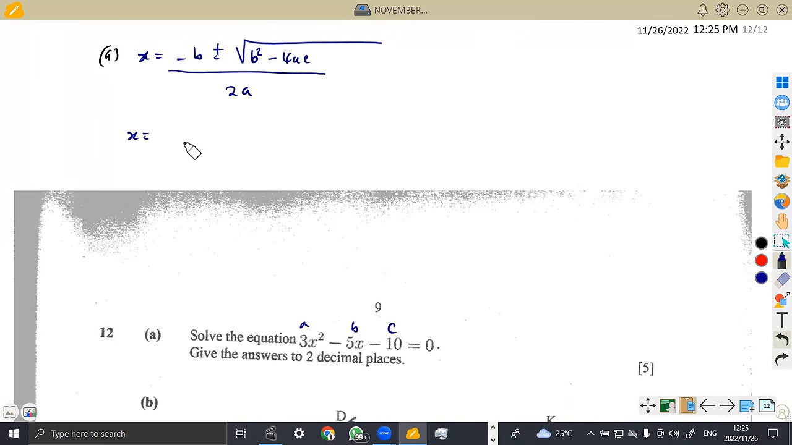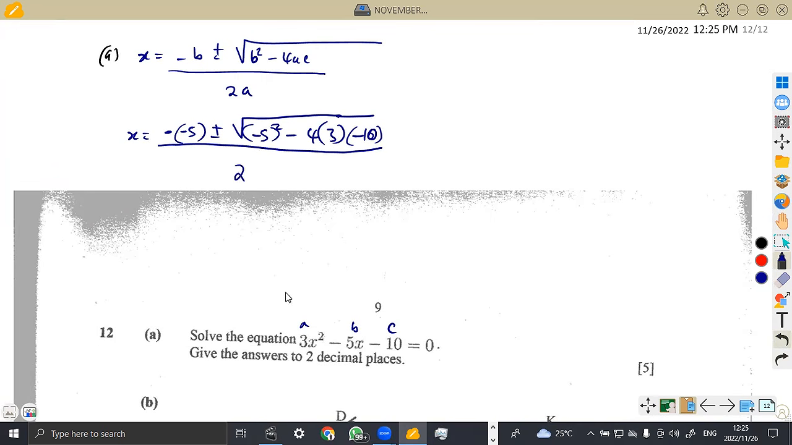-5 from this part. So it is going to be -5 plus or minus the square root of b squared. That's -5 again. So -5 squared minus 4ac. Our a is 3 and our c, that's -10. All right, so that's what we had. Everything over 2a, which is 2 times 3. Okay, so you can simplify from there. Minus and minus, that's 5, plus or minus the square root of. You can just simplify this part here under the square root.